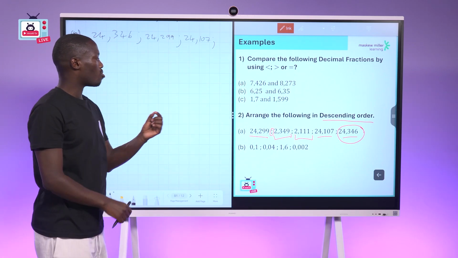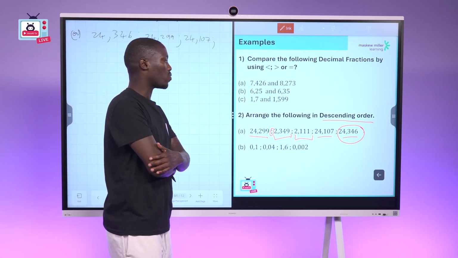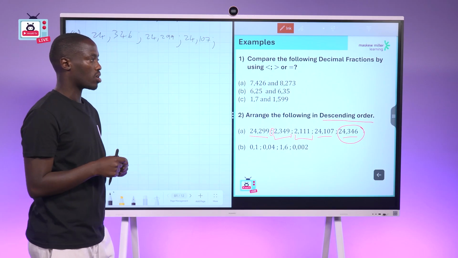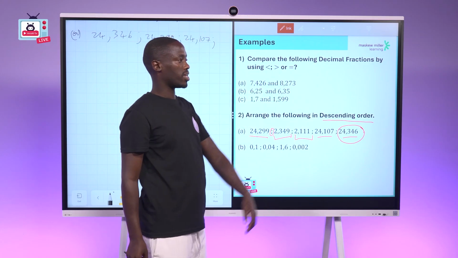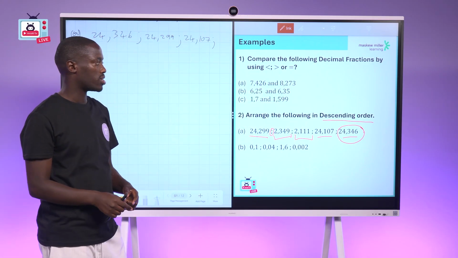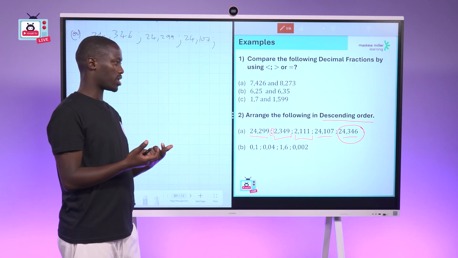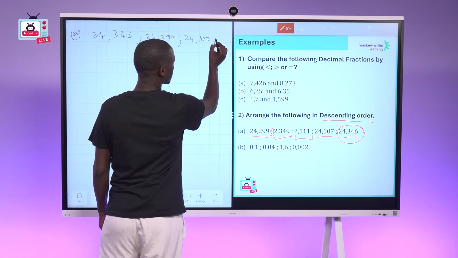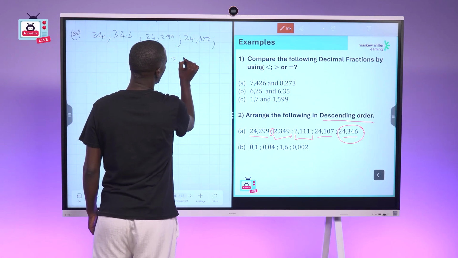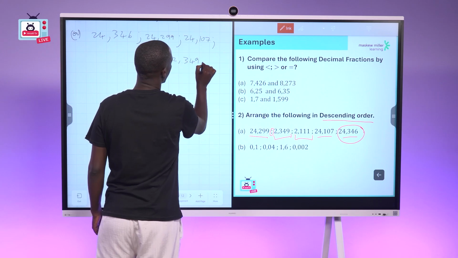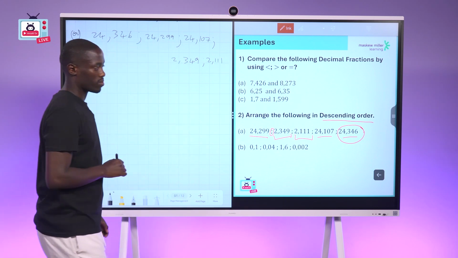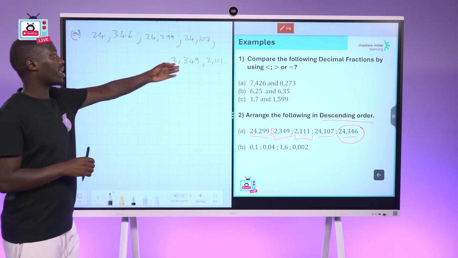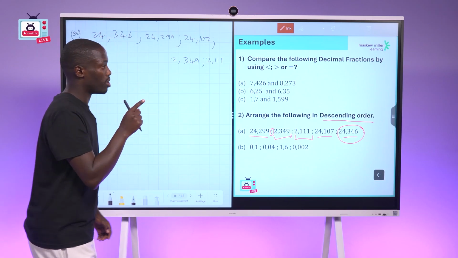Now we need to compare the remaining two, which is that and that. We have 2,349, 2,111. Remember, when we're comparing them, we just ignore the comma. This is 2,349. This is 2,111. So 2,300 and 2,100. So 2,300 is bigger. That means here the next number will be 2,349. And the last number will be 2,111. That is how you were to arrange those numbers in descending order. Remember, descending order means starting from the biggest going down.